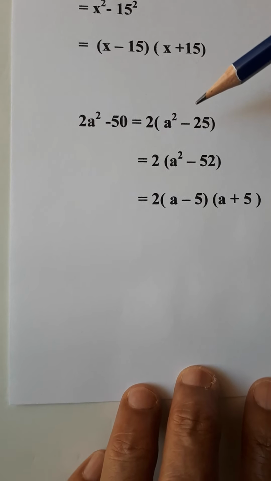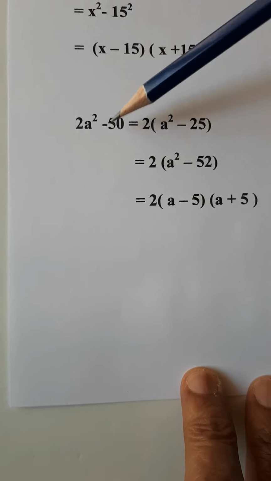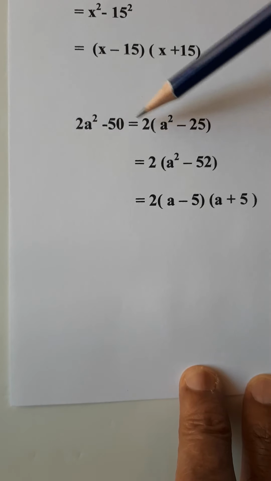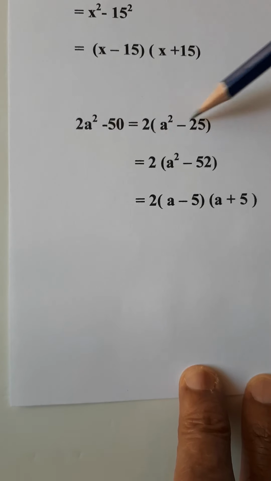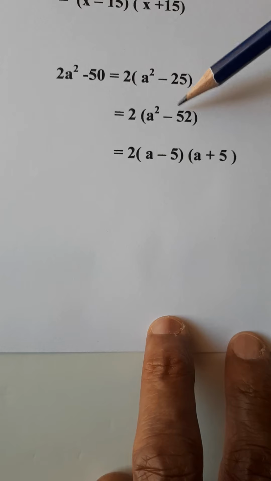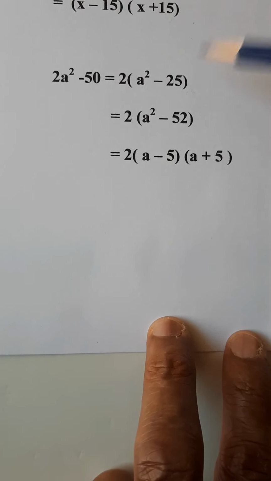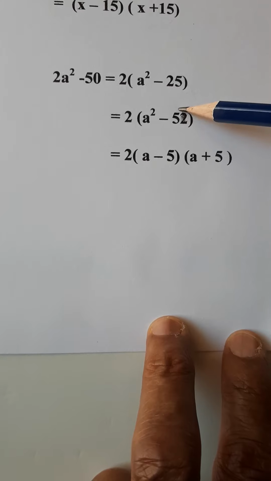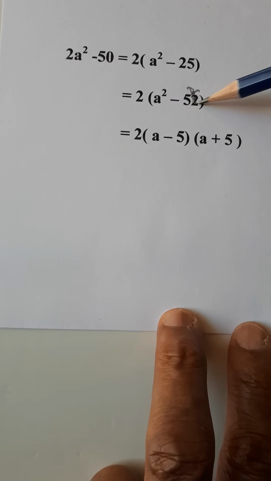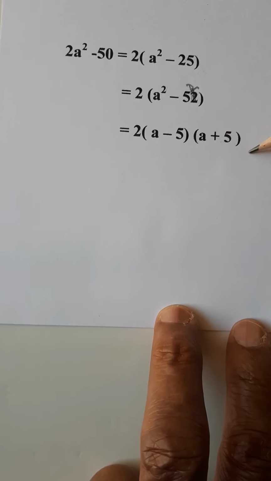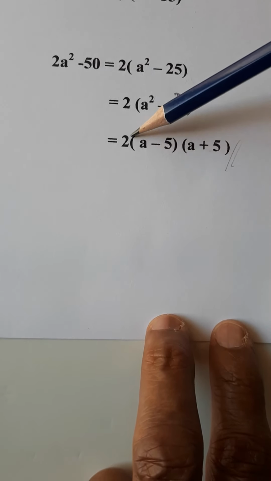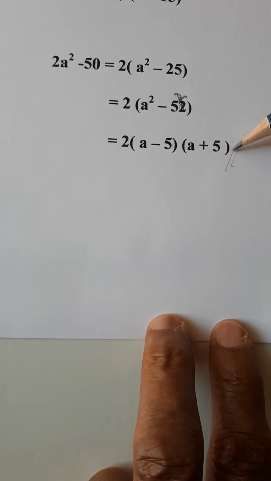A bit harder one, the last one. Now 50 is not a perfect square, therefore we have to take the 2 out first. Then we end up with a squared minus 25. So we have already factorized partly. Then 25 is 5 squared. Therefore, when you factorize this part, you end up with a minus y, a plus y. So that's your final answer. This expression has 3 factors: 2, a minus y and a plus y.